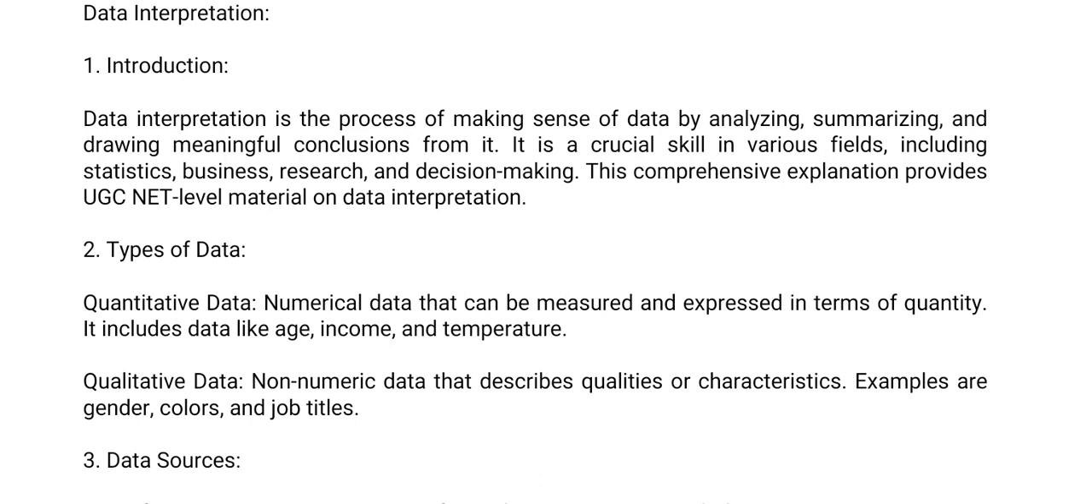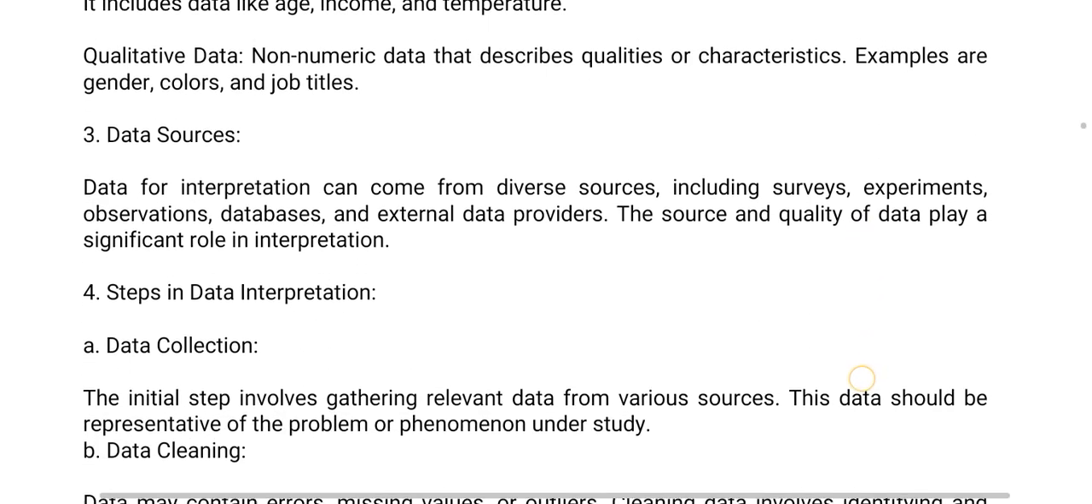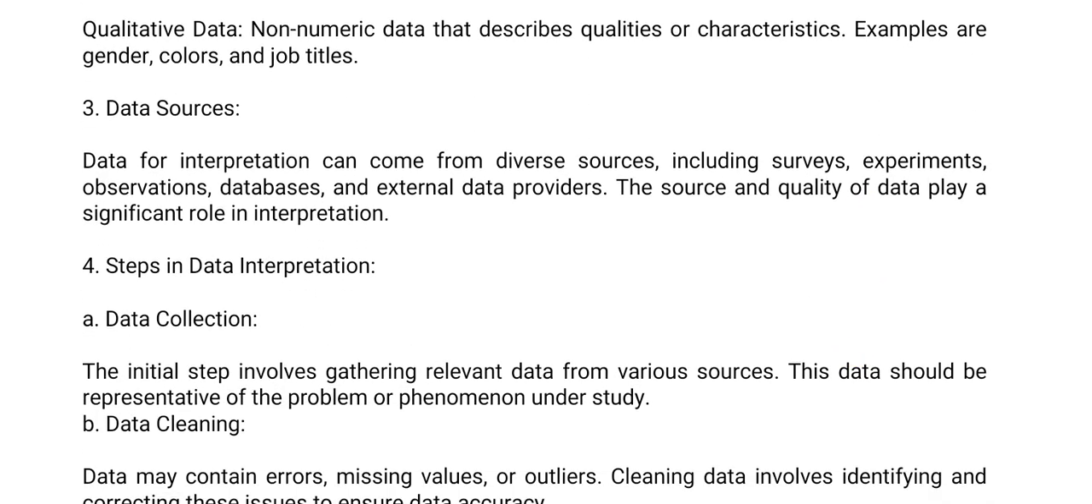Qualitative data: non-numeric data that describes qualities or characteristics. Examples are gender, color, and job titles. Data sources. Data for interpretation can come from diverse sources, including surveys, experiments, observations, databases, and external data providers. The source and quality of data play a significant role in interpretation.